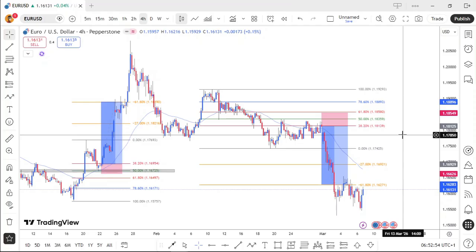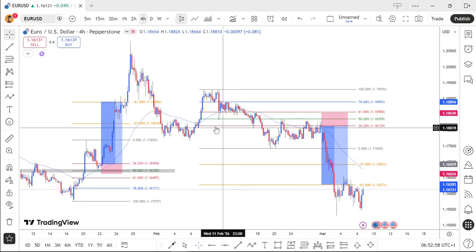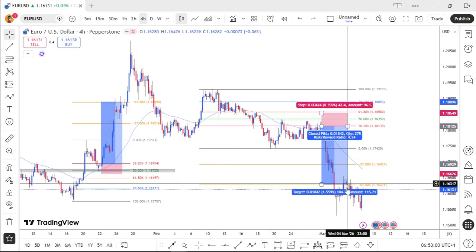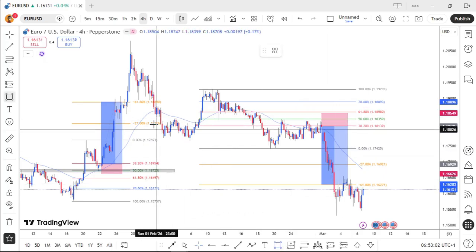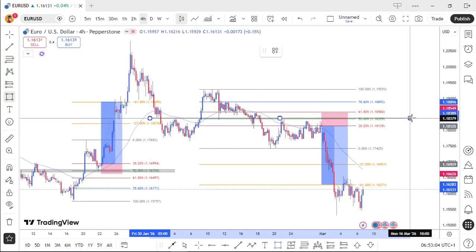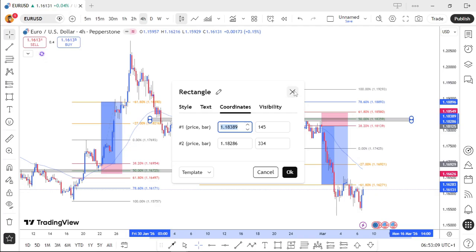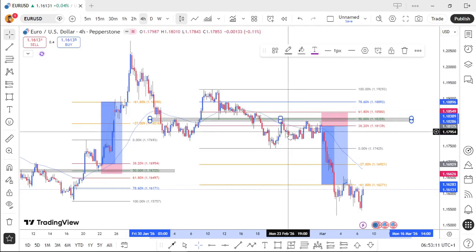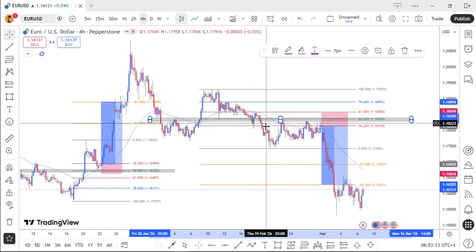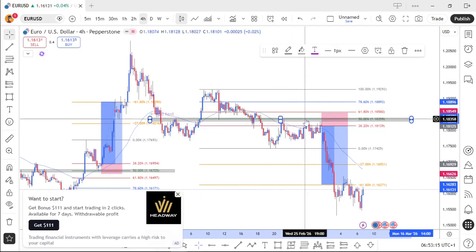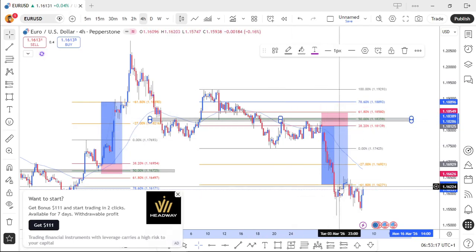So after drawing your Fibonacci, make sure that your Fibonacci aligns with an area of support and resistance. You can see in this case, this is a resistance level. This is a support level that now became a resistance. The market broke the support level, retested it again and again, and continued the original movement.